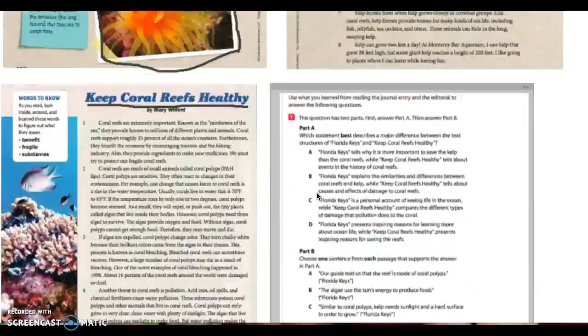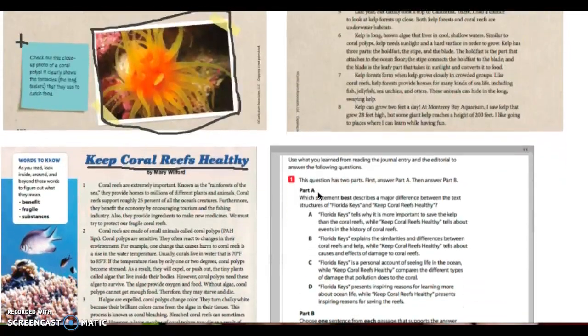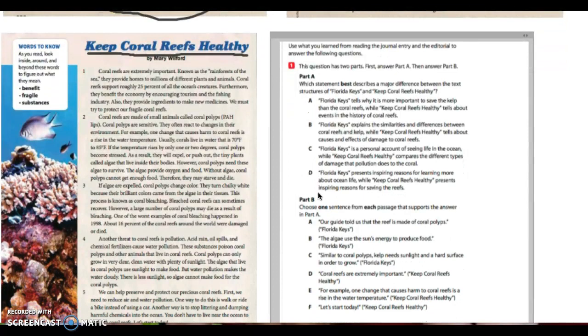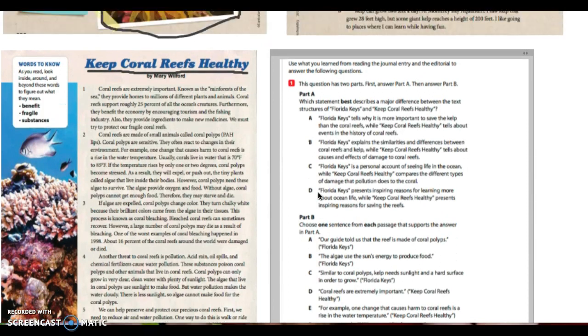So what you're going to do now is go back with your group and write down the clue words that you found in both passages. Then begin answering the questions in your packet.